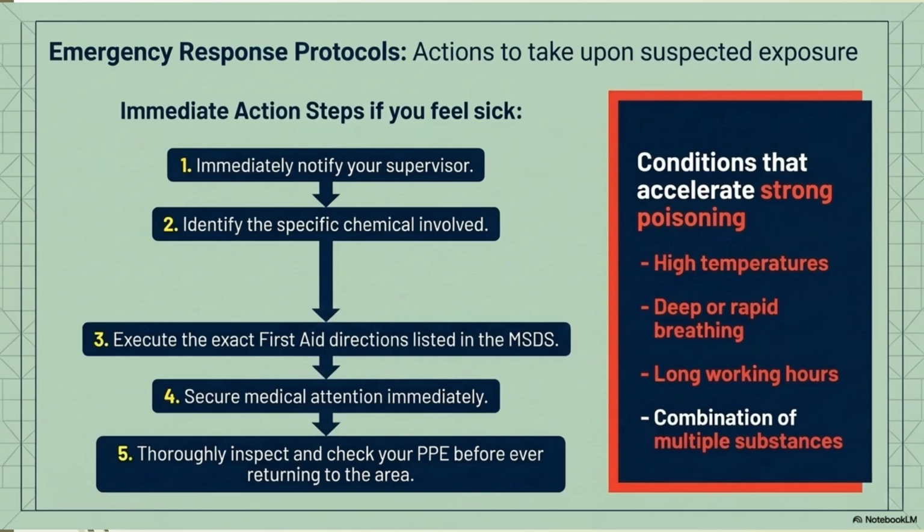If exposure occurs and you feel sick, follow this 5-step protocol. 1. Notify your supervisor immediately. 2. Identify the chemical involved. 3. Execute the specific first aid instructions from the MSDS. 4. Seek medical attention right away. 5. Thoroughly inspect your PPE before re-entering the area.